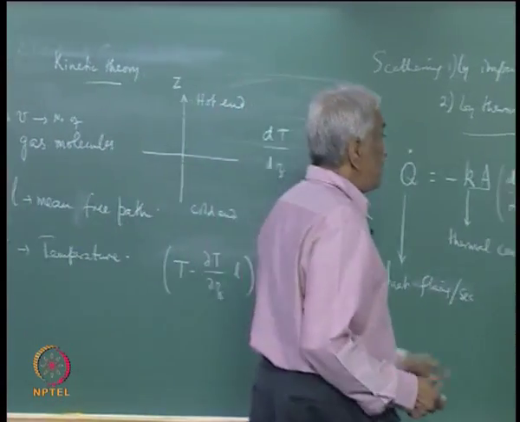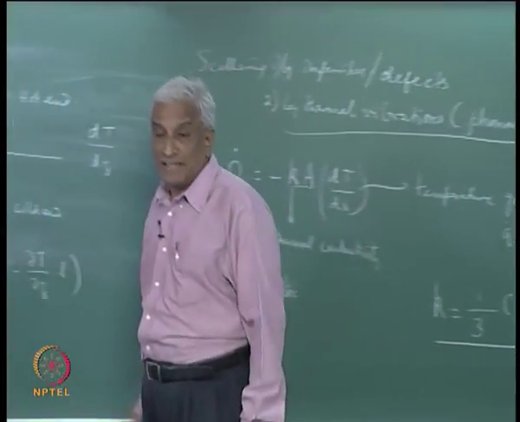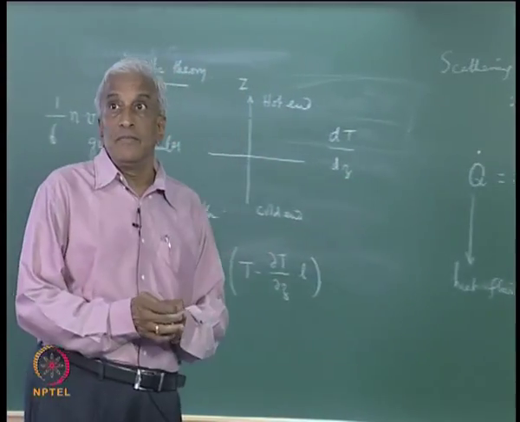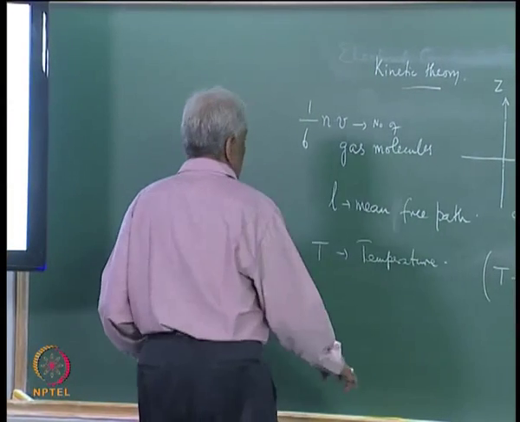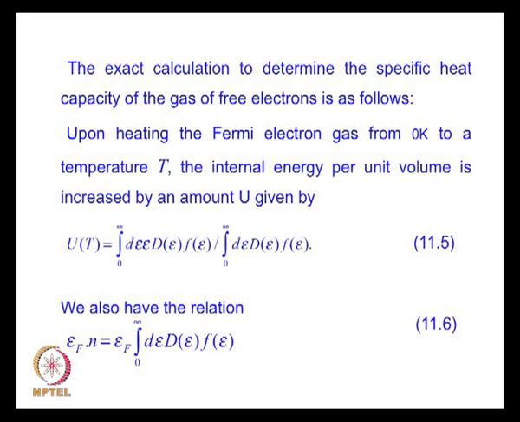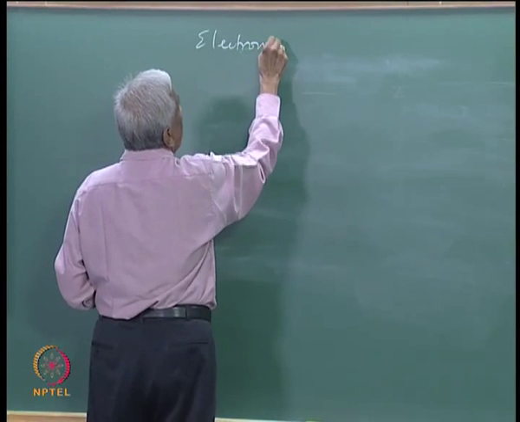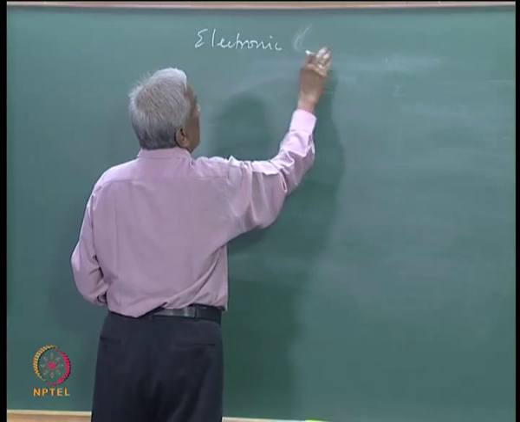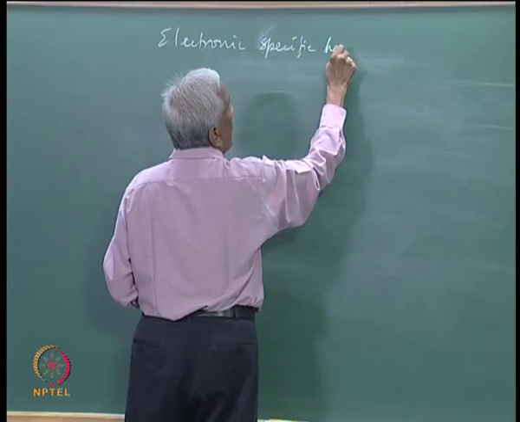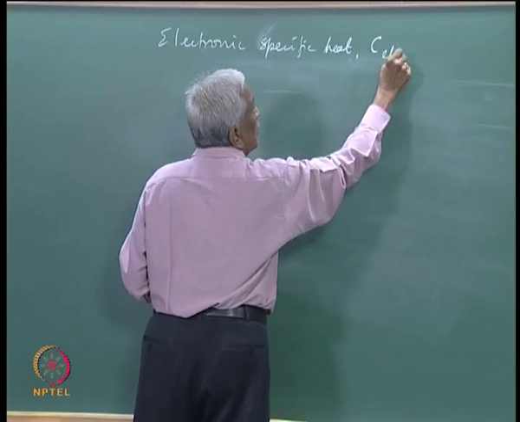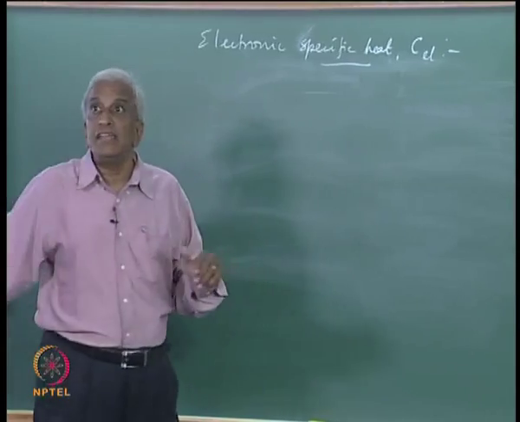So, we would like to have an expression for the electronic heat capacity at a finite temperature, whereas we have talked about it only close to absolute zero. So, let us spend a little time calculating this, the electronic specific heat, C electronic, exactly. How do you calculate it at a finite temperature?